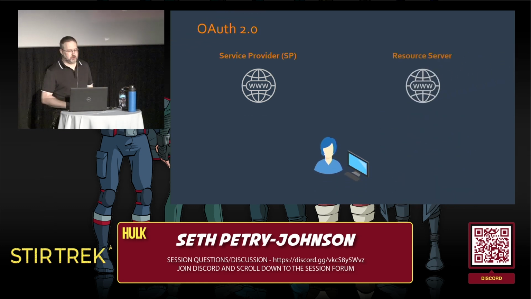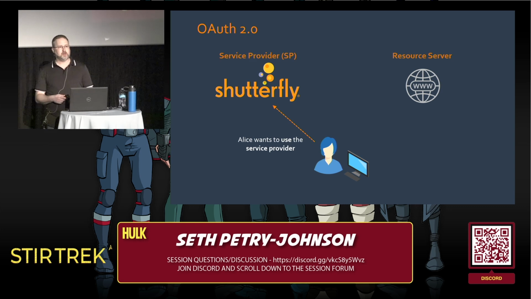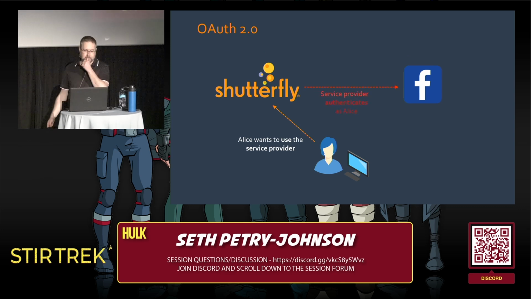All right, let's go on to OAuth, which also deals with a three-party scenario. So in this scenario, we still have our user Alice, and Alice wants to create holiday greeting cards using Shutterfly. But instead of uploading her photos all over again, she wants to use the photos she's already put into Facebook. So the question is, how do we secure the connection between Shutterfly and Facebook?